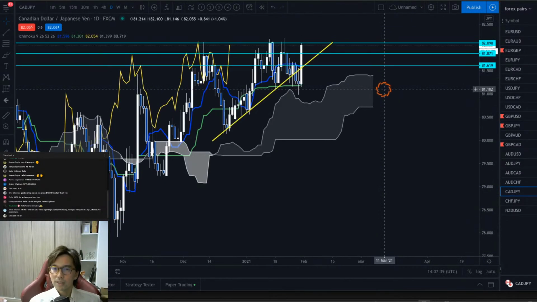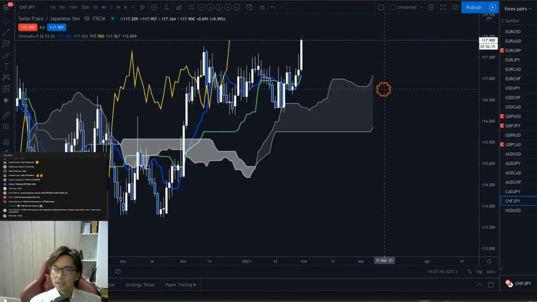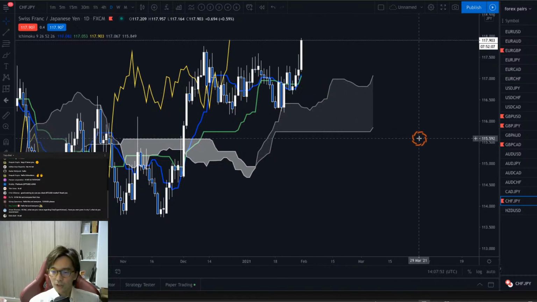And the CAD pairs, CAD JPY is also flat at the moment, and the CHF JPY is now uptrending. So CHF JPY, I will look for the buy chance on this one. I will look at the lower time frames and look for the buy chance on this one too.